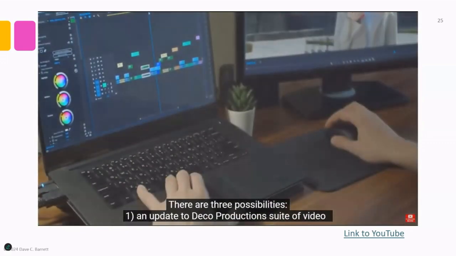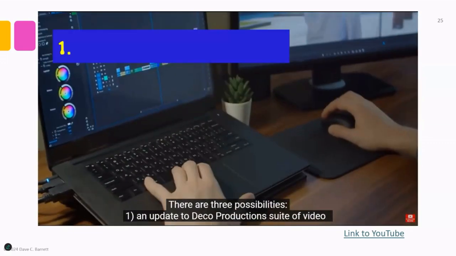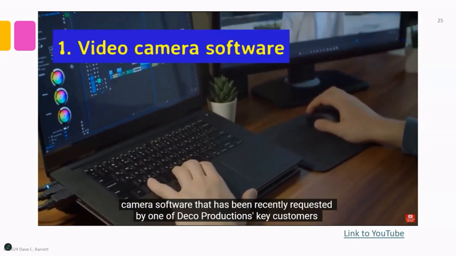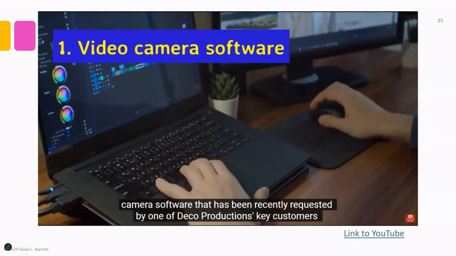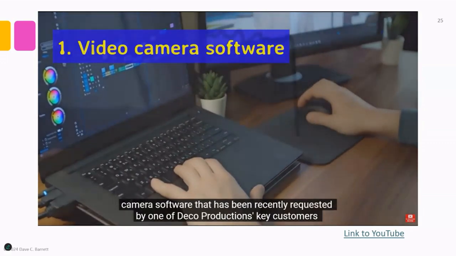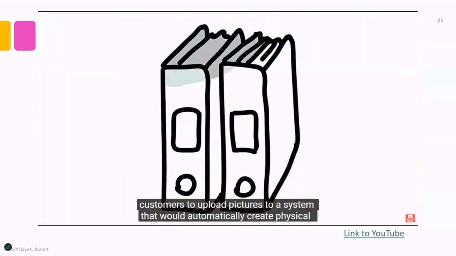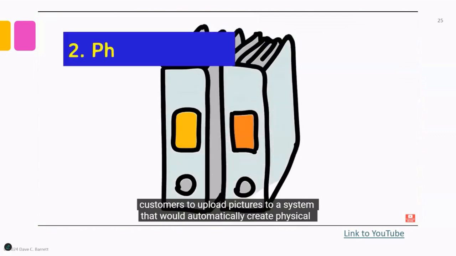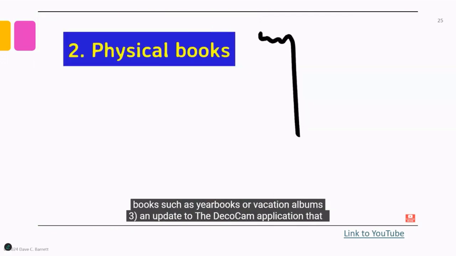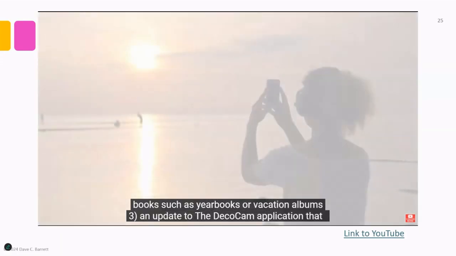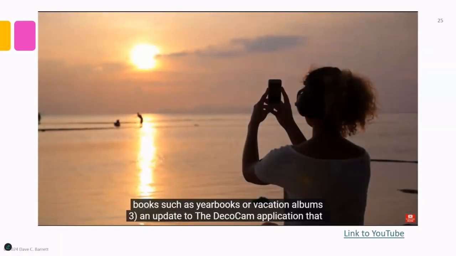1. An update to Deco Productions' suite of video camera software that has been recently requested by one of Deco Productions' key customers. 2. The creation of a completely new service that would allow DecoCam customers to upload pictures to a system that would automatically create physical books, such as yearbooks or vacation albums. 3. An update to the DecoCam application that would introduce the photo assistant feature.